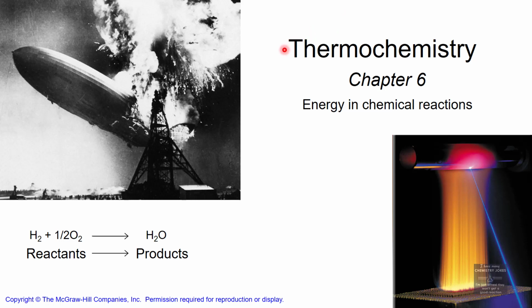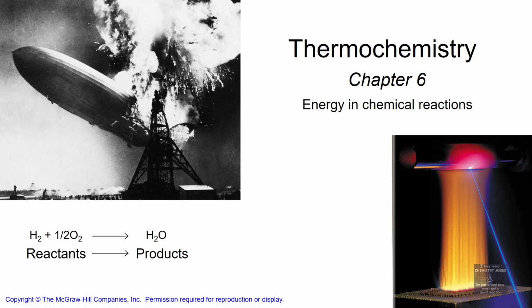Starting in on chapter 6, which is all about thermochemistry and the energy transfer in chemical reactions. This picture up here is the Hindenburg exploding in 1937, New Jersey. It's a ship filled with hydrogen gas. Hydrogen gas is a very flammable gas, and it lets off tons of energy when it is ignited and explodes. This reaction down here is the formation of water reaction.